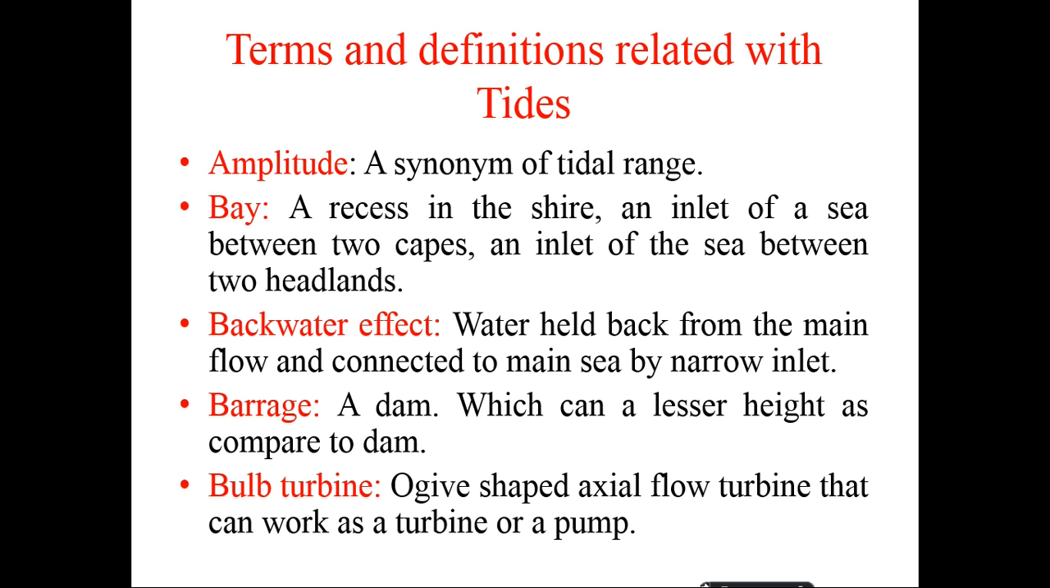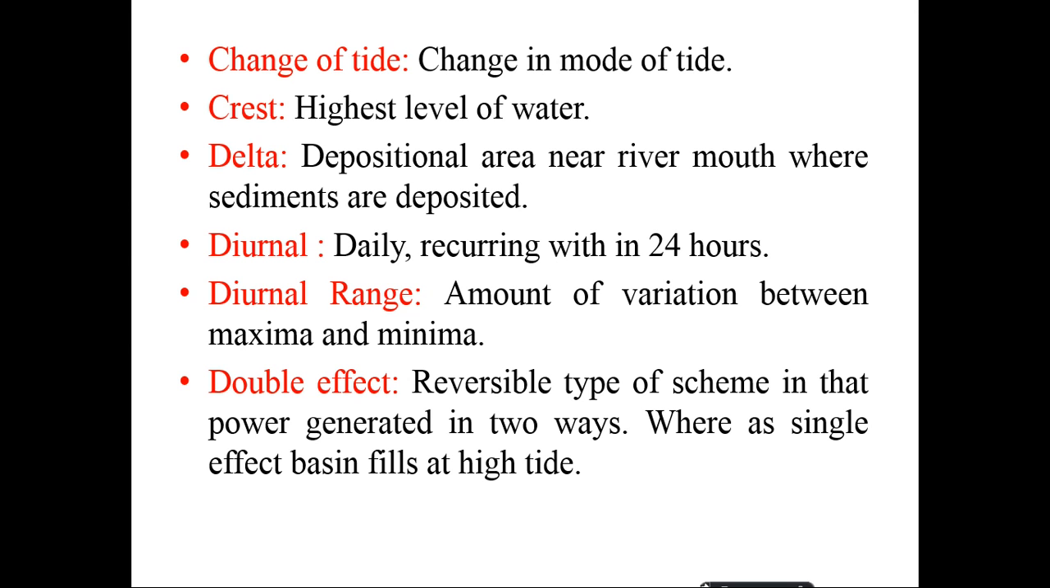Then we have the bulb turbine. It is an ogive-shaped axial flow turbine that can work as a turbine or a pump. It might be bidirectional if you want to generate power for all 24 hours, meaning the entire day. Then change in tide, that is change in mode of tide, high tide and low tide. Then we have crest, that is the highest level of the high tide. Then we have delta, a depositional area near the river mouth where sediments are deposited, and we will allow the fresh water into the basin.